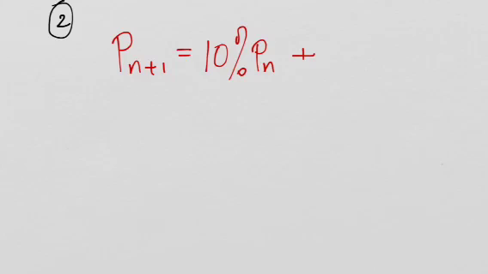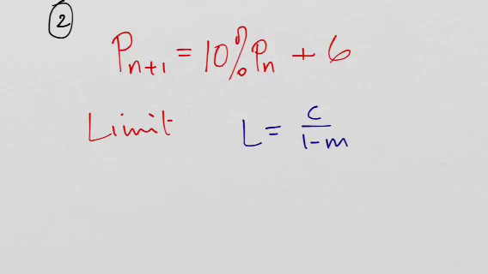Second question is just our standard recurrence relation. The pollution in the river next week is equal to, well, if the river removes 90%, there's going to be 10% of this week's pollution plus the extra 6 that the company wishes to discharge. You work out the limit using your formula, L equals C over 1 minus M. Once you've got that limit, write your conclusion. Remember to state a reason why you're concluding this.